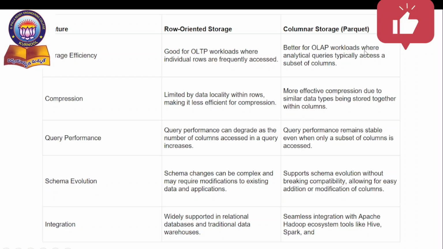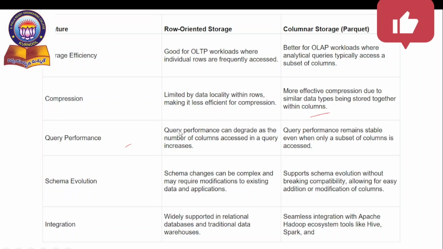So these are some comparisons. Feature: row-oriented storage and column-oriented storage. That's Parquet. Storage efficiency. Row-oriented storage is good for OLTP, online transaction processing, workloads where individual rows are frequently accessed. But columnar storage is better for OLAP workloads where analytical queries typically access a subset of columns. So for analytics processing, this helps a lot. Compression. Row storage is limited by data locality within rows, making it less efficient for compression, but column storage has more efficient compression due to similar data types being stored together within the columns.